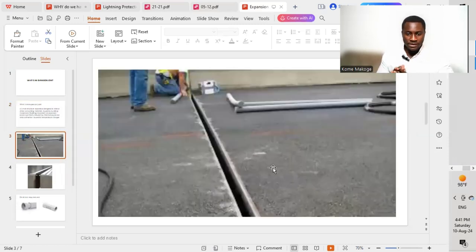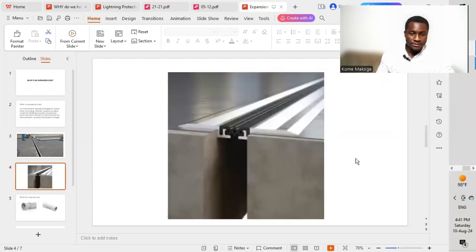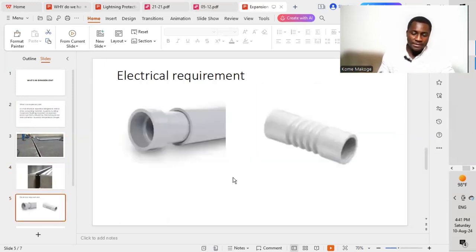I'll show us some examples of expansion joints in buildings, as you can see. This is the expansion joint. Moving to the next, this is an expansion joint as well, which is separating the building. And then we have electrical requirements for expansion joints.